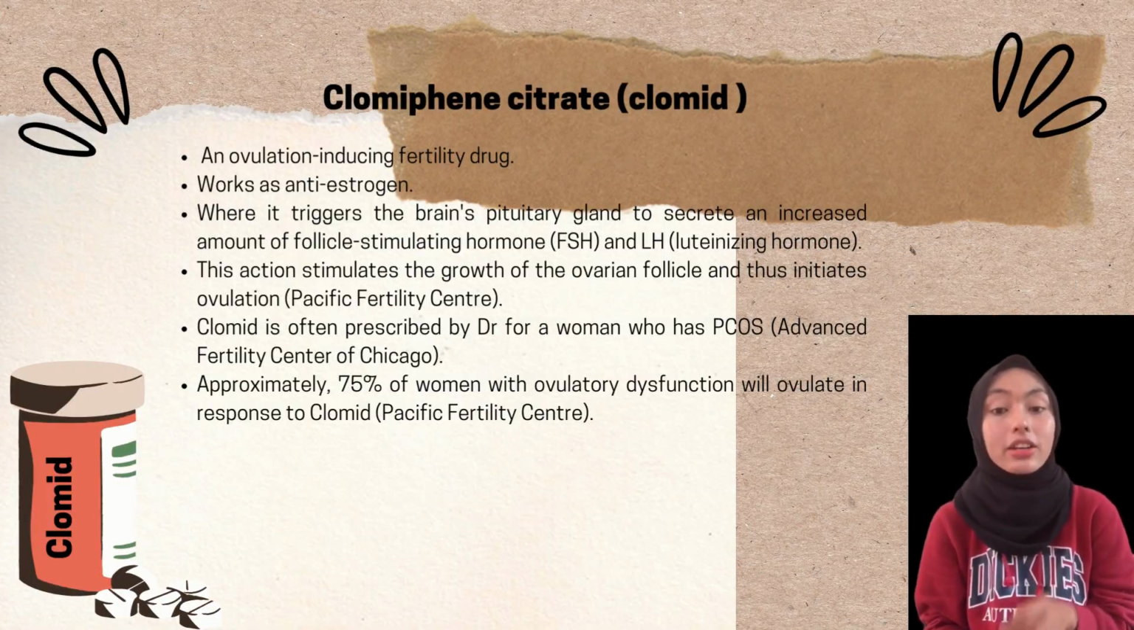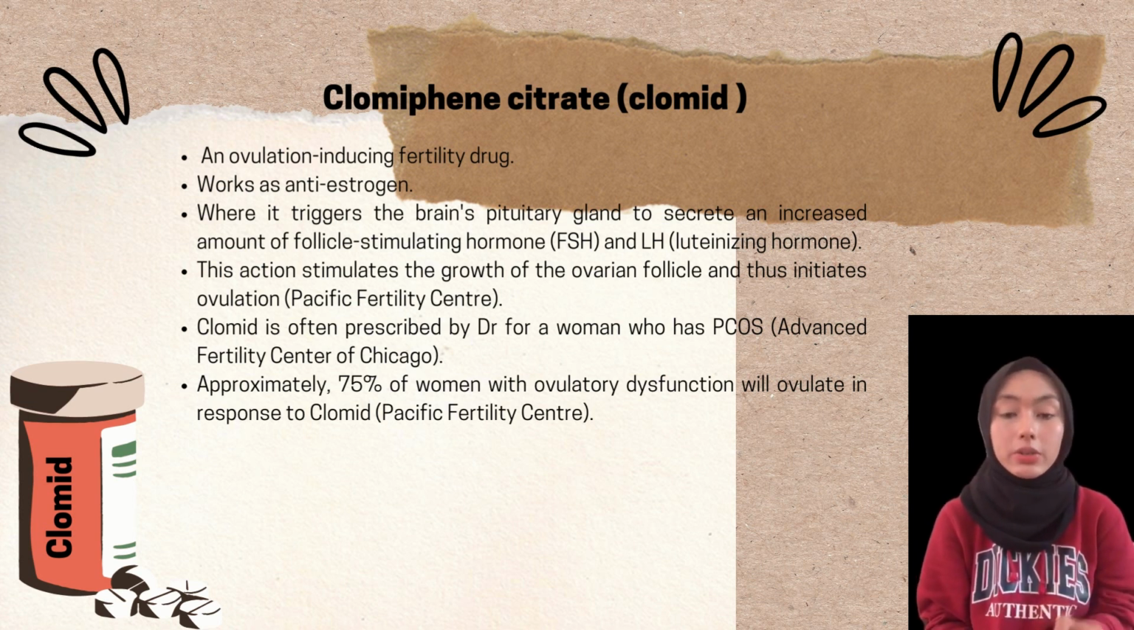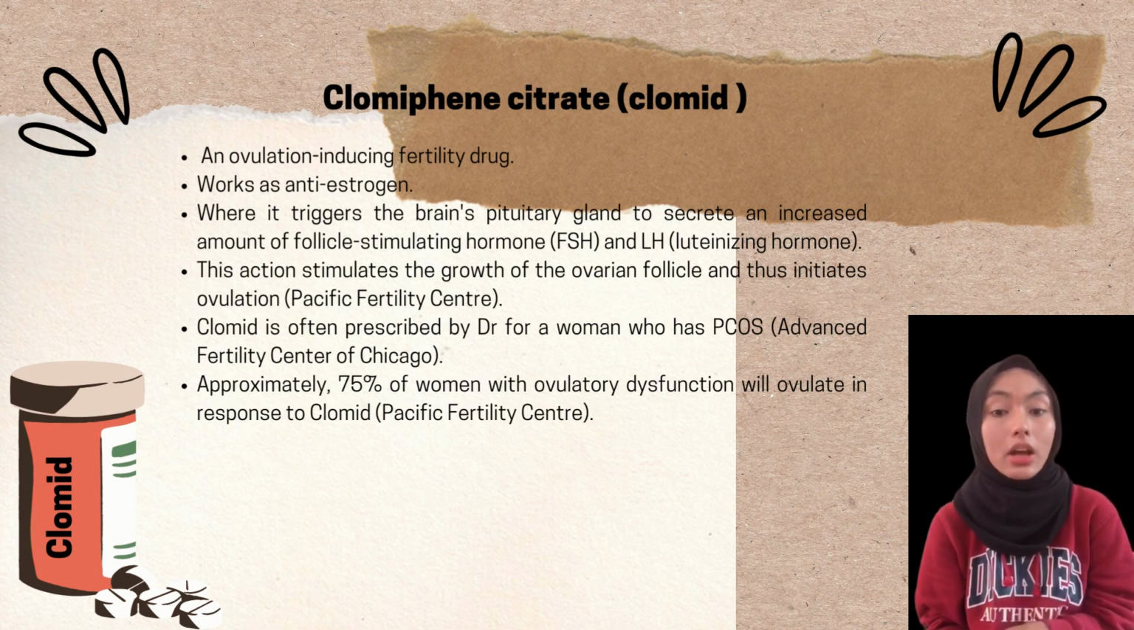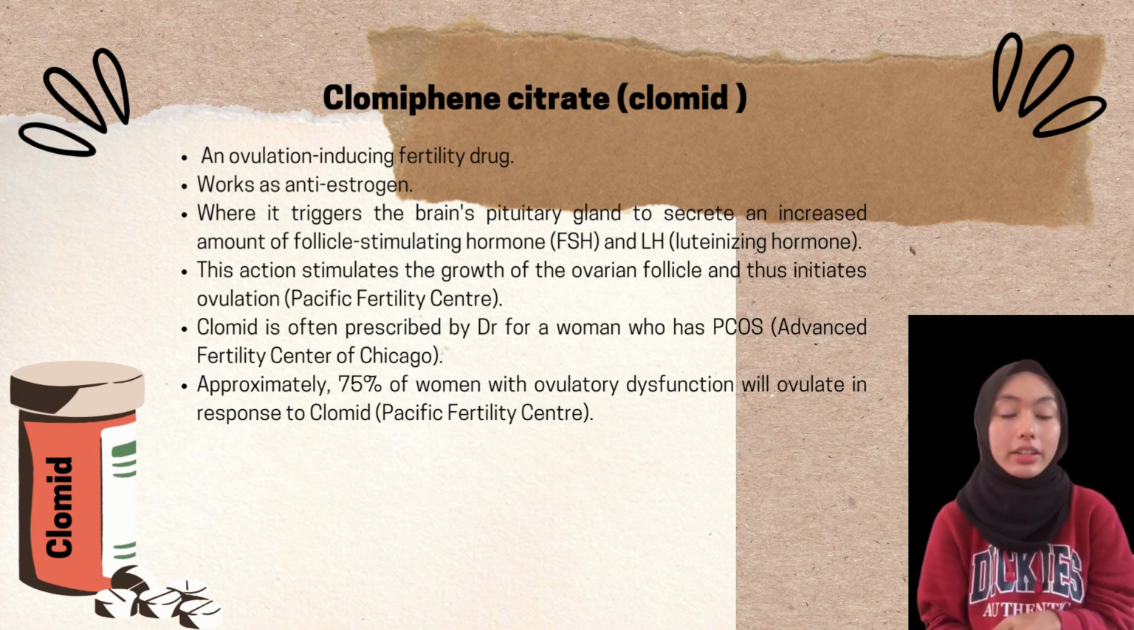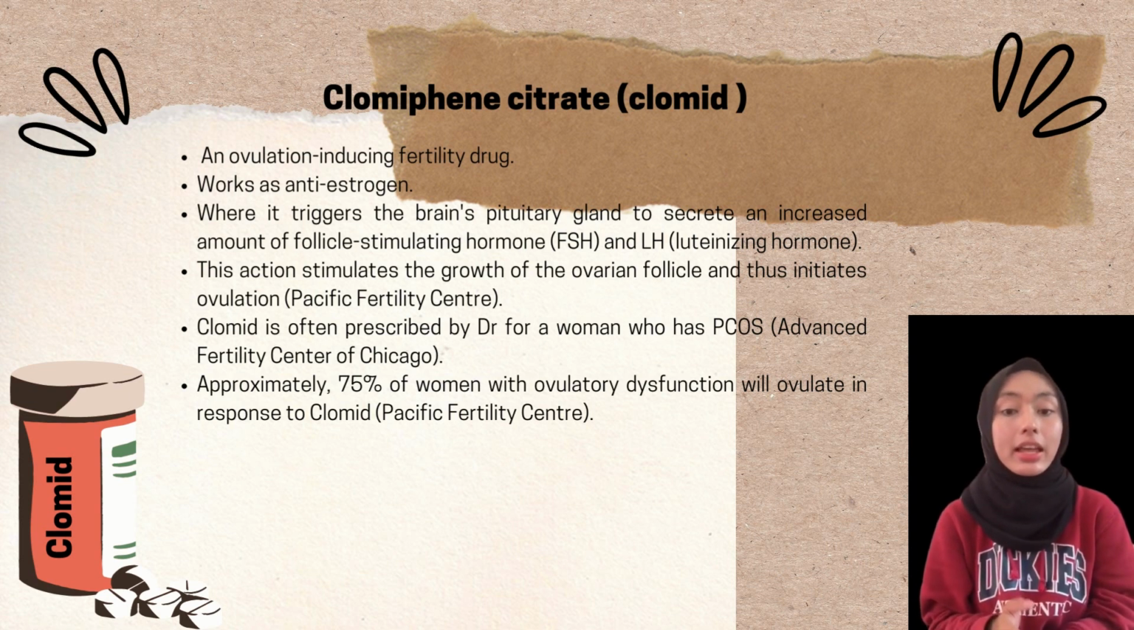The second treatment we have is clomiphene citrate, or Clomid. Clomid is a medication that is commonly used for the treatment of infertility. It is often used to attempt to induce ovulation in women who do not develop and release an egg on their own. That is why it is called an ovulation-inducing fertility drug. So, how does this medication help fertility problems?